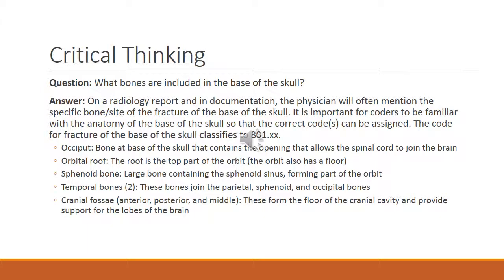The temporal bones, which are two, join the parietal, sphenoid, and occipital bones. And the cranial fossa, of which there are the anterior, posterior, and middle. These form the floor of the cranial cavity and provide support for the lobes of the brain.